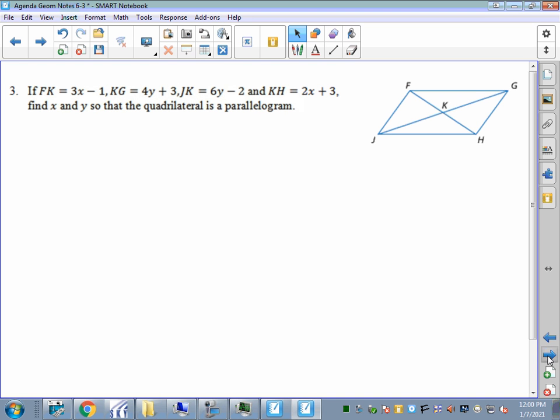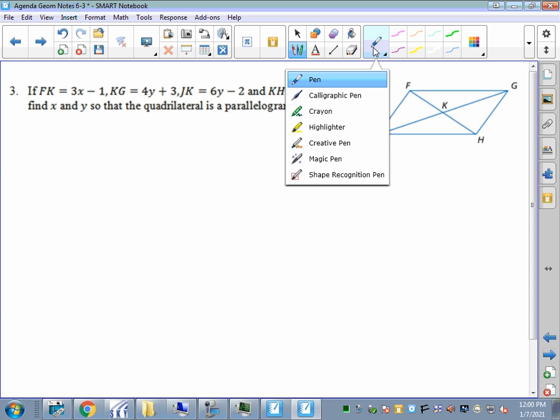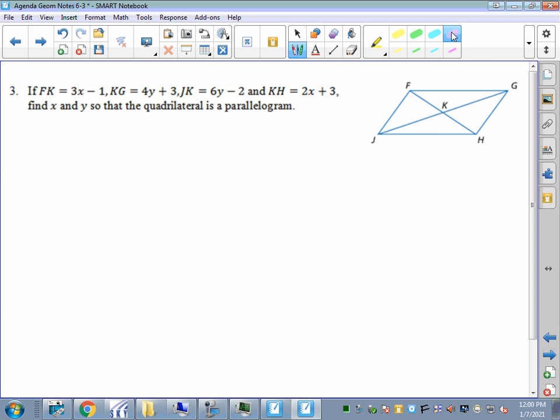So it says, find x and y so that the quadrilateral is a parallelogram. So again, it asks the similar question to what we did in the last section. If we want it to be a parallelogram, we know we've got these things. So it says that FK is equal to 3x minus 1. That is a part of that diagonal FH. KG is 4y plus 3. JK is 6y minus 2. And KH is 2x plus 3.